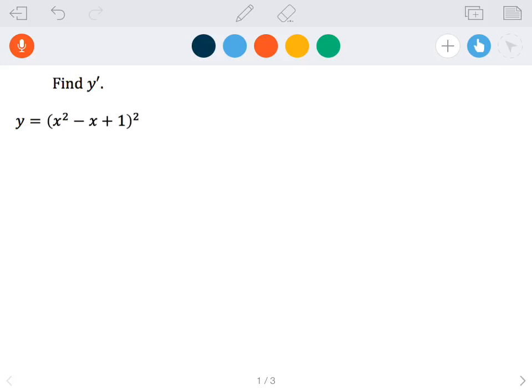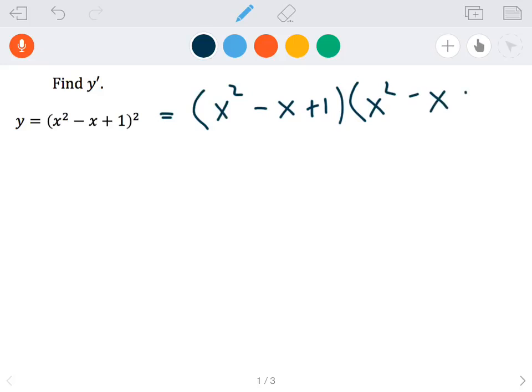To use the power rule, I would have to distribute that entire thing, and I just don't want to do it. What I can do instead now that I know the product rule is I can rewrite this as x squared minus x plus 1 times x squared minus x plus 1. And then I can say this is my first and this is my second. And now I can do a product rule.